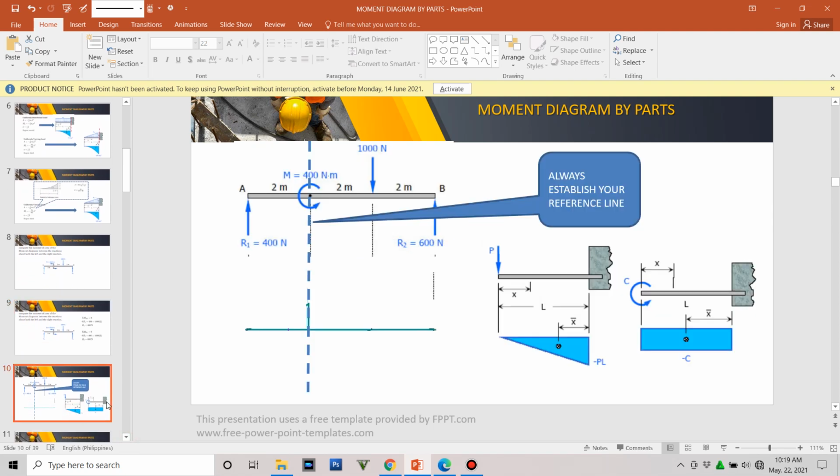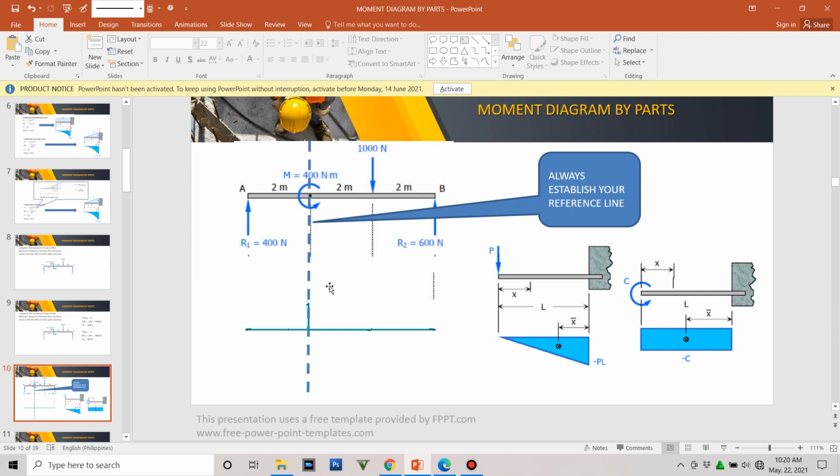And then after which, we are going to establish now your reference line. So ito, pipiliin ko itong point na to. Okay? So depende sa inyo kung anong piliin nyo. For this problem, I'll just select this segment. So you might as well select A, select this point, or select B as your reference. But this time, I'm gonna choose this segment.